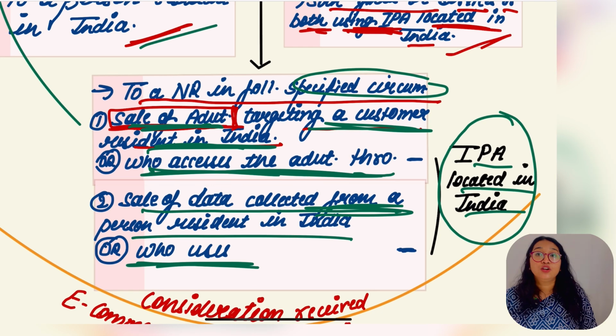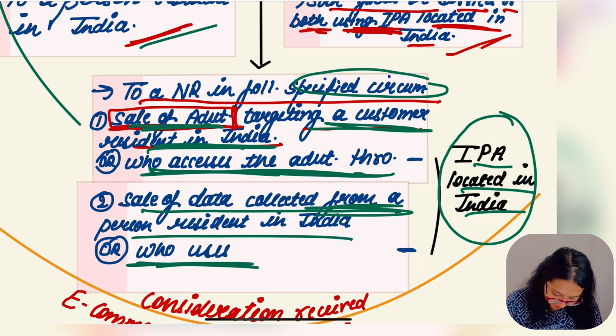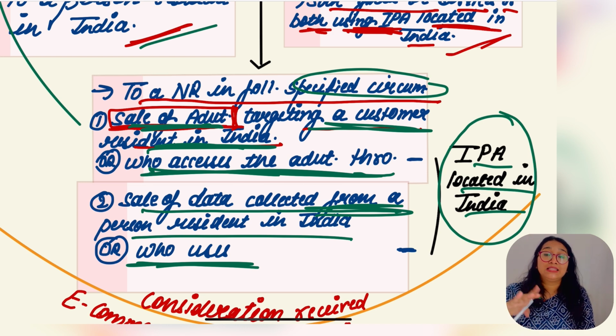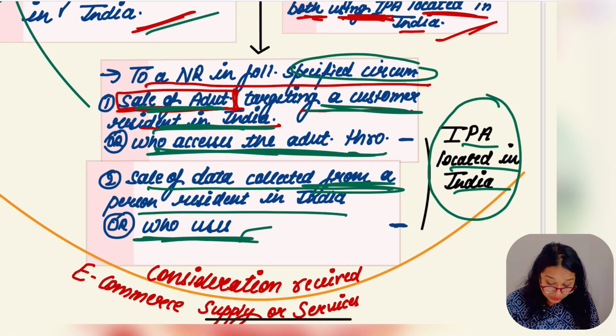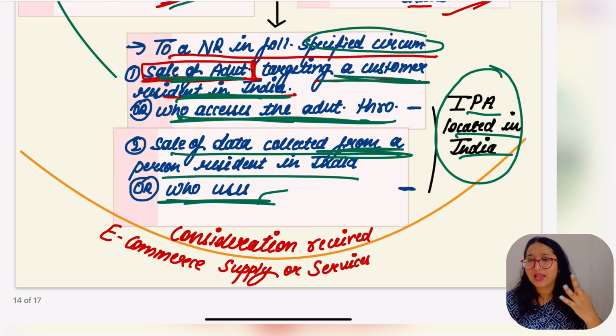Now let's go for the third. To a non-resident, e-commerce operator, to a non-resident, for what? For sale of advertisement, whose main objective is to target the consumer of India, the resident consumer in India. Or again, they access the advertisement through IPA. And sale of data collected from a resident person in India, and they use an IPA located in India. Is this part clear? So there are three categories of people.